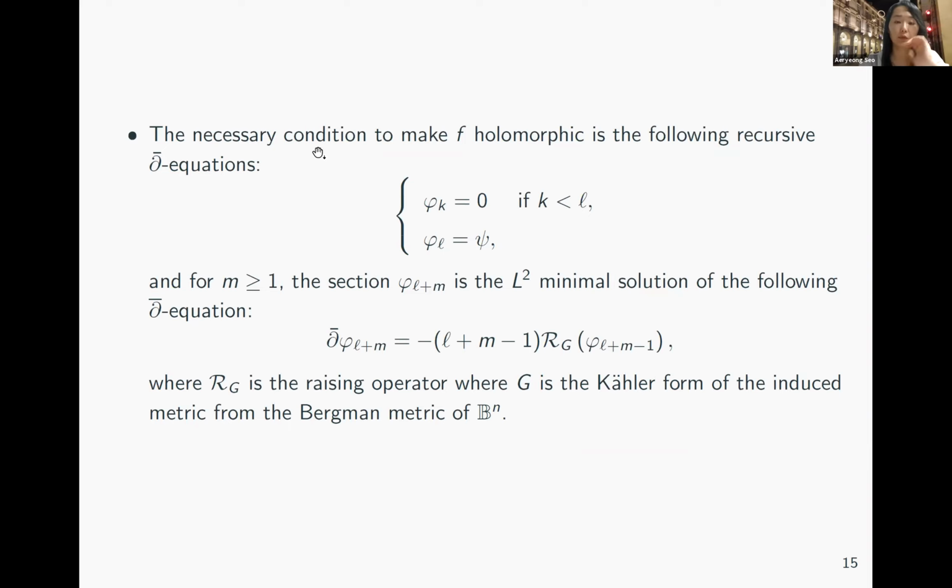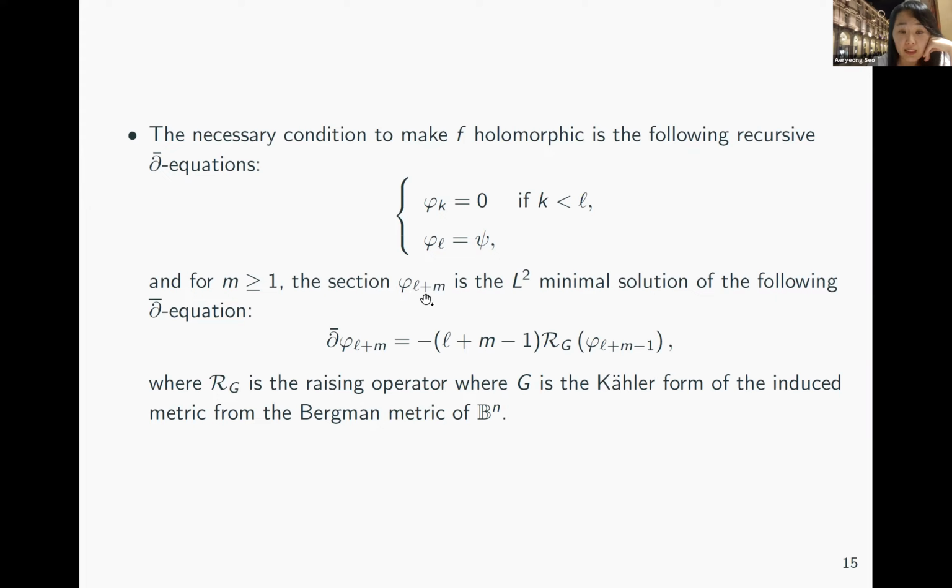The necessary condition to make this F holomorphic is the following recursive D-bar equation. So if we choose a symmetric differential, then we take phi k to be 0 if k is less than L, and we put phi L to be this symmetric differential. And if m is greater than or equal to 1, then we are going to put phi L plus m to be the L2 minimal solution of the following equation.